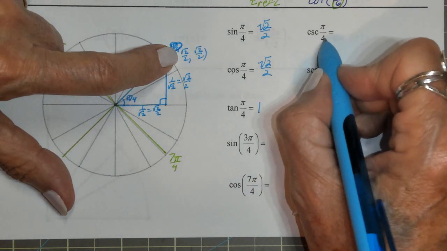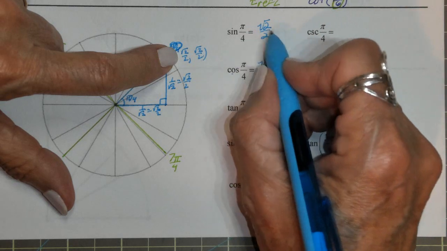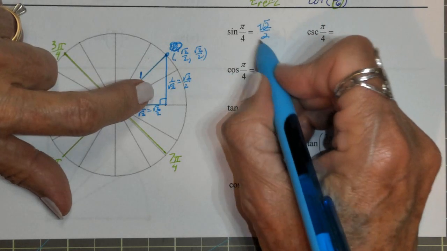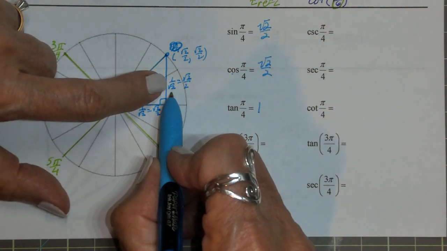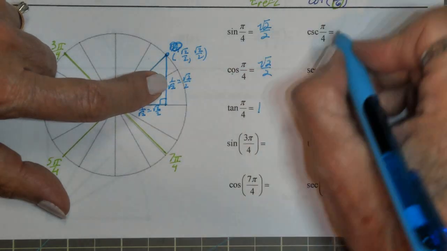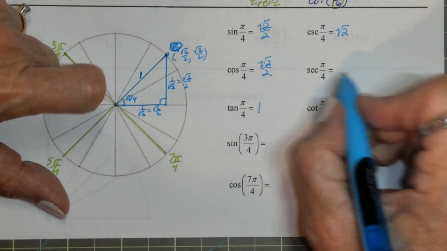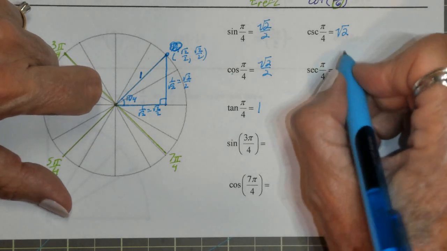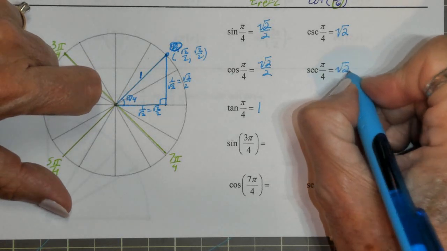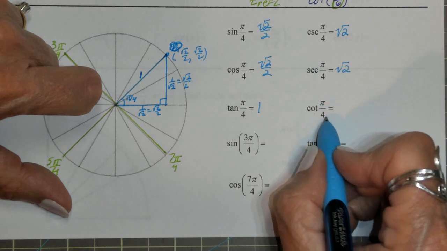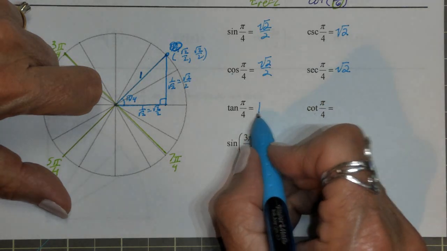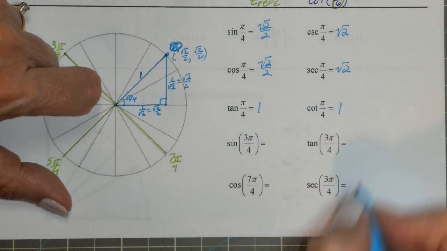Cosecant of pi over 4 is the flip of sine of pi over 4. But I'm not going to flip that. I'm going to flip the 1 over square root of 2. This is just going to be square root 2. Secant of pi over 4 is the same thing. Cotangent pi over 4 is the flip of tangent pi over 4, so it's still 1.